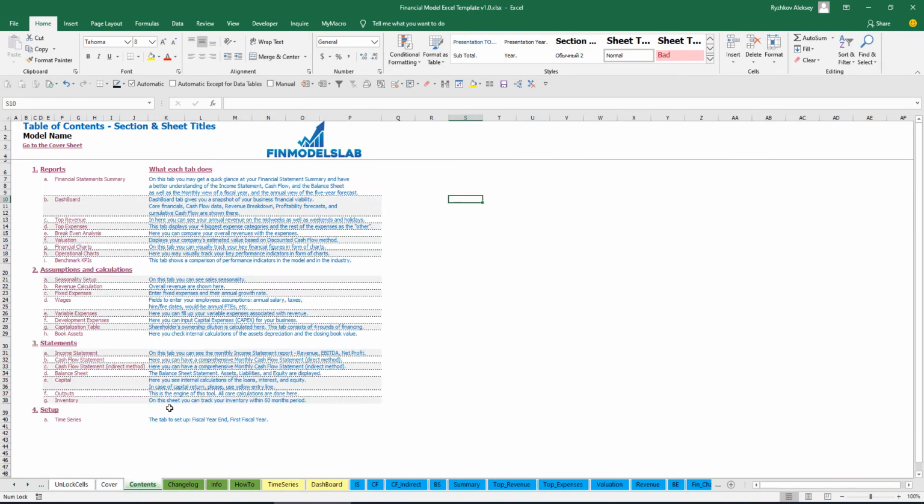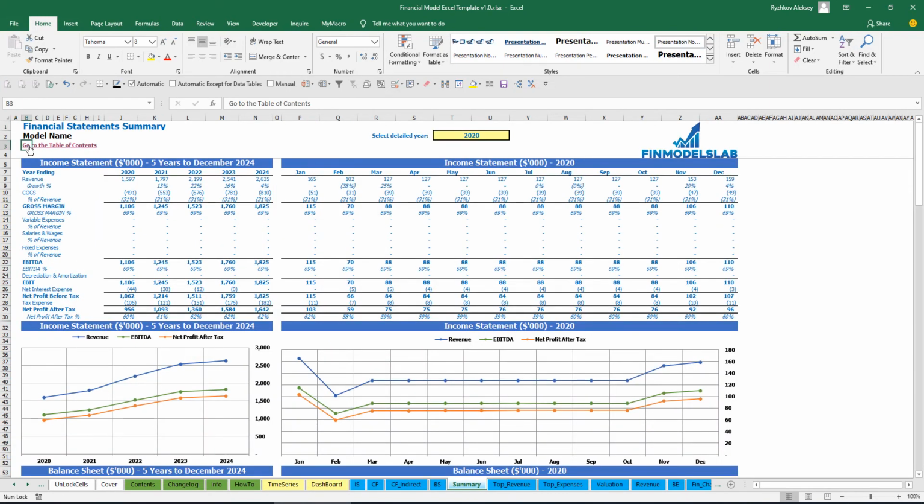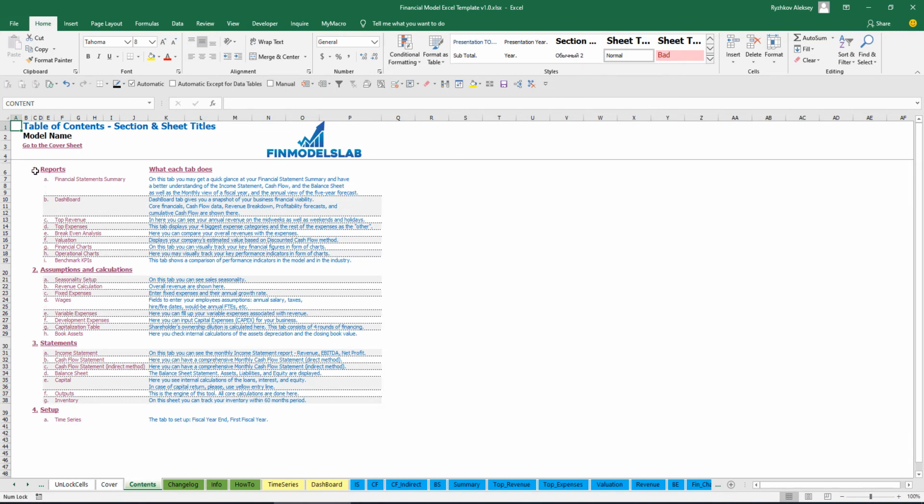Additionally, you have the Contents tab, which allows you to navigate across the model very simply. You may click on any report and you can go back. It is broken down by reports, assumptions, statements and setup. There is a short explanation about what each tab does.